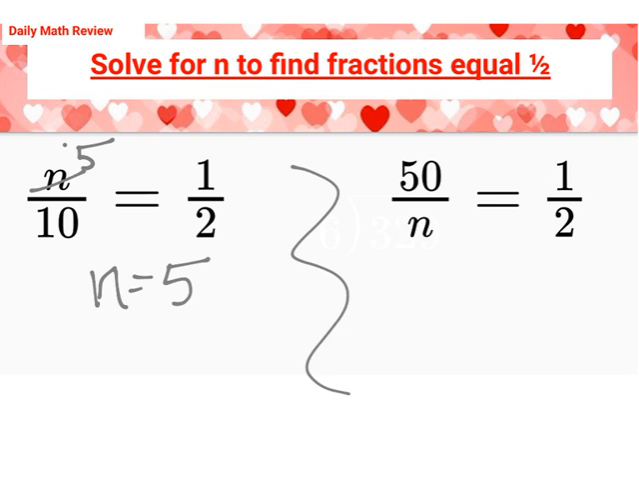Now if I come over here, I've got my numerator. And if my denominator is twice as much as my numerator, then all I have to do is double this. And if I double 50, I get 100. So on this problem, n equals 100. So remember, if you don't know the numerator, you have to cut the denominator in half. If you don't know the denominator, you have to double that numerator.